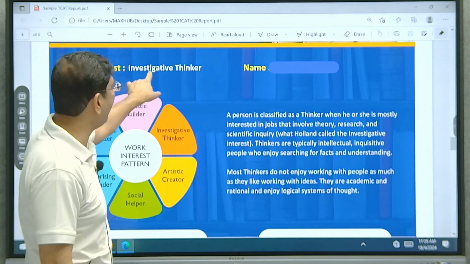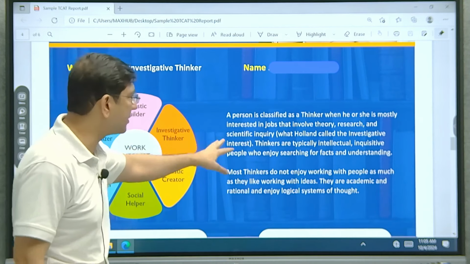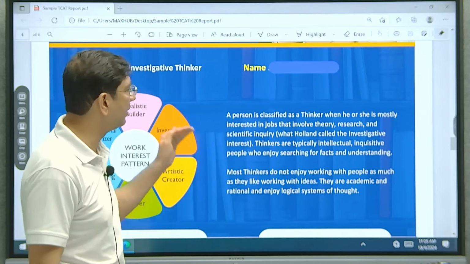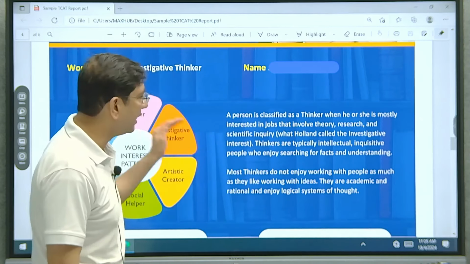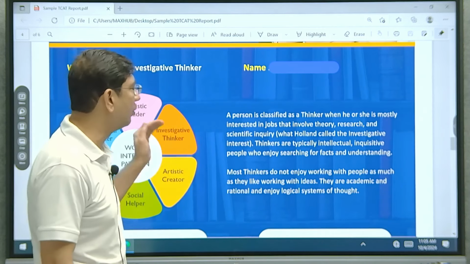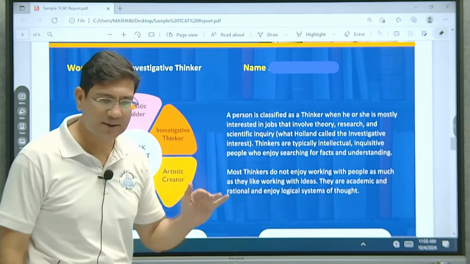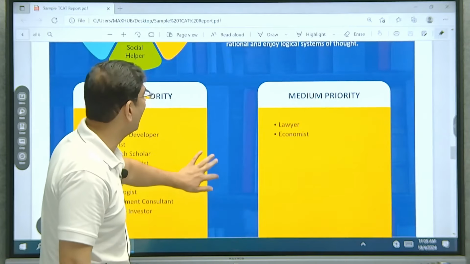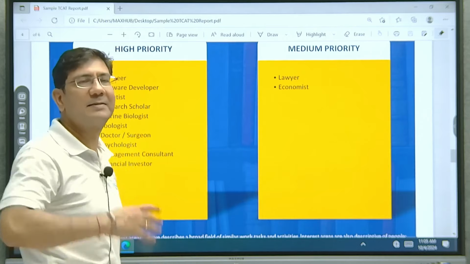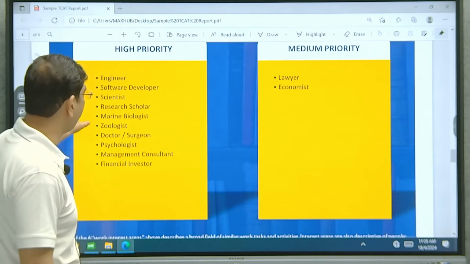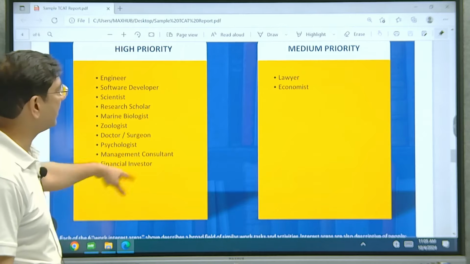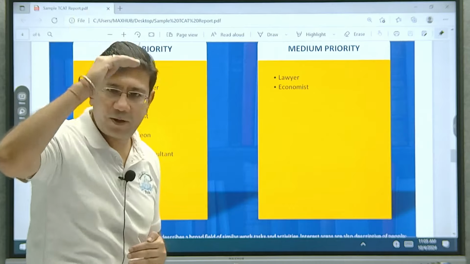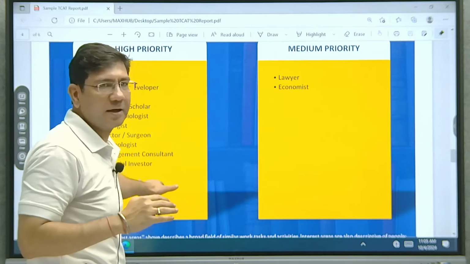So this child has been identified as an investigative thinker. A person is classified as a thinker when he or she is mostly interested in jobs that involve theory, research, and scientific inquiry. Thinkers are typically intellectual, inquisitive people who enjoy searching for facts and understanding. Now again, basis the work interest type, we again prioritize what kind of careers would make sense for this child. Engineer, software developer, scientist, research scholar, marine biologist, and then medium priority. Summarizing again, subjective test, personality type, and work interest type.